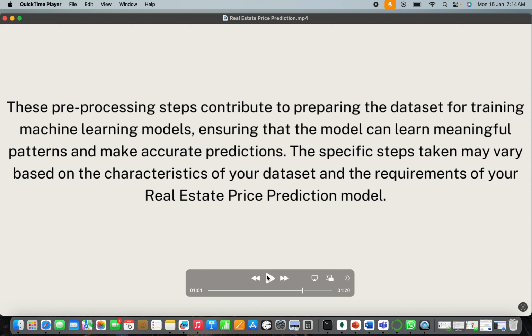These pre-processing steps contribute to preparing the dataset for training machine learning models, ensuring that the model can learn meaningful patterns and make accurate predictions. The specific steps taken may vary based on the character of the dataset and the requirements of real estate price prediction models.